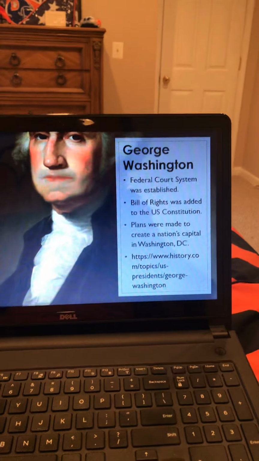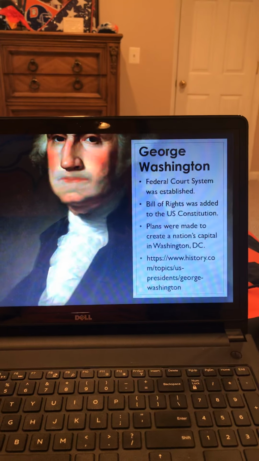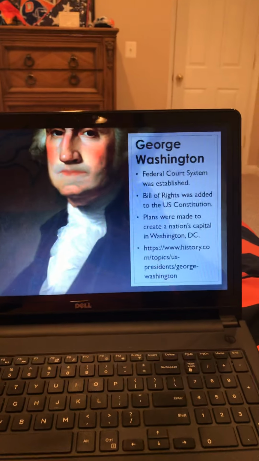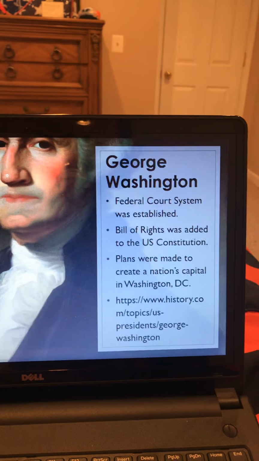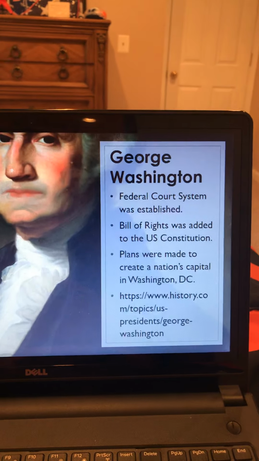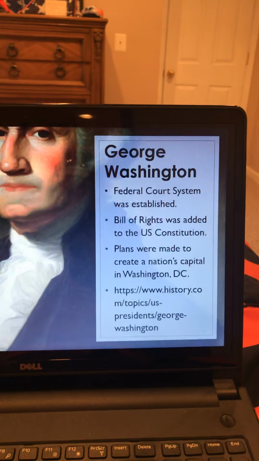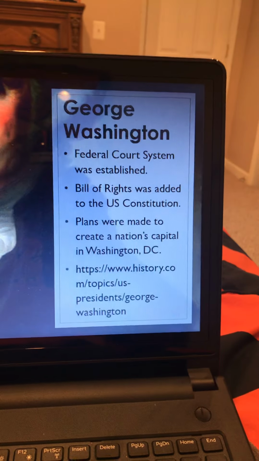And this next part about George Washington's presidency is a pretty neat story. So when he was the president, he went in between New York and Philadelphia. He didn't live in Washington, D.C. like the president does today because Washington, D.C. did not exist. So when he was the president, plans were made to create a nation's capital named in his honor, Washington, D.C.